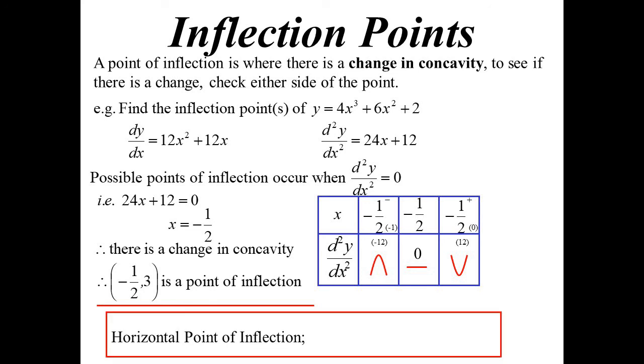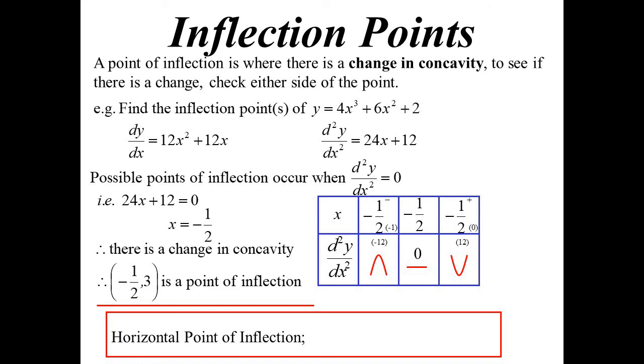A horizontal point of inflection is a very special type of inflection. It's a point of inflection that is also a stationary point, the classic one being y equals x cubed. So it has a horizontal tangent. Not all points of inflection have horizontal tangents. Think of the tan curve. When the tan curve goes through the origin, that's a point of inflection. It changes concavity, but it goes through at 45 degrees. So it's a point of inflection, but it's not a horizontal point of inflection.